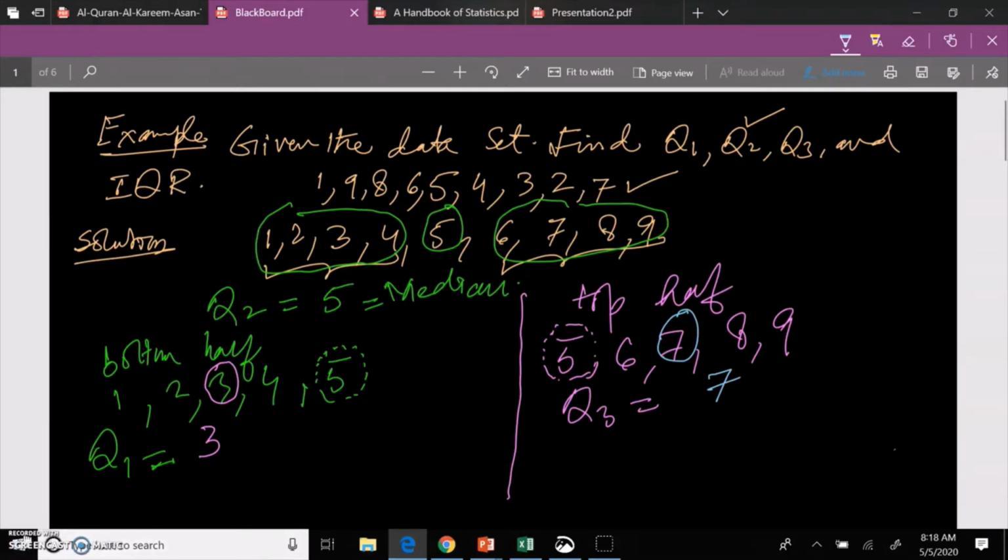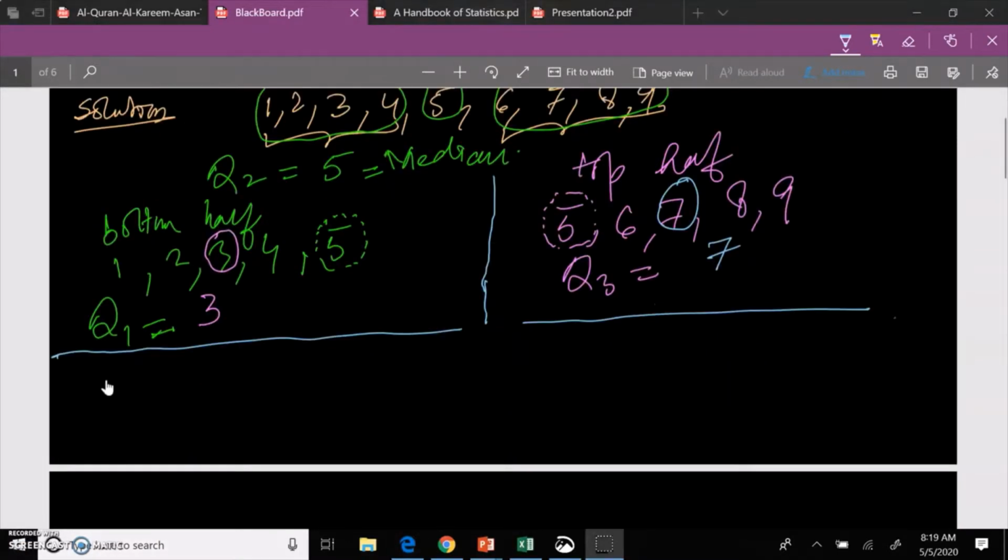Okay, now we are going to find IQR. Recall the formula for the IQR. It's Q3 minus Q1. Our Q3 is 7 and our Q1 is 3, so the IQR comes out to be 4. So that's as simple as this.